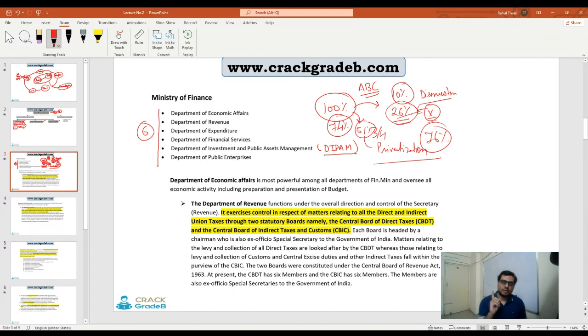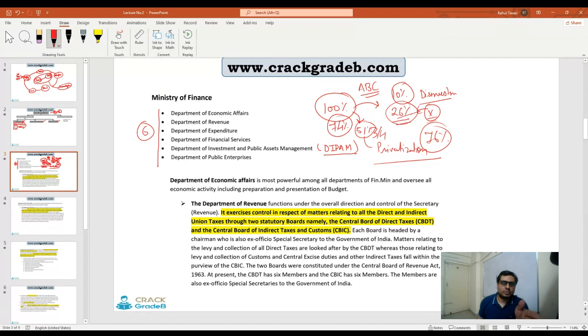So, three terms: strategic disinvestment, disinvestment, and the third one is privatization. If you are going to lose your majority by selling shares, it is privatization. If you are going to sell some shares but not below 51%, that is disinvestment. And when you sell some shares with a particular objective, like we want to change the management or make management more efficient, then we call it strategic disinvestment.